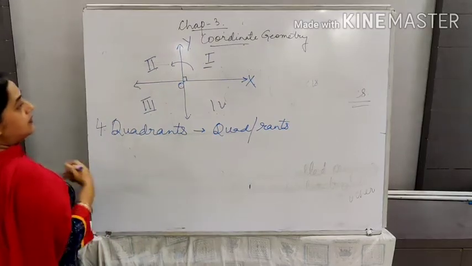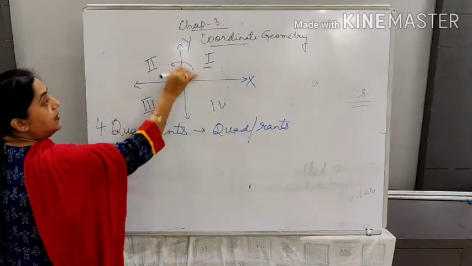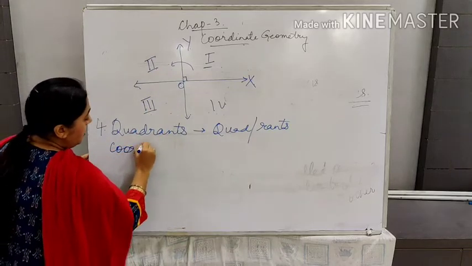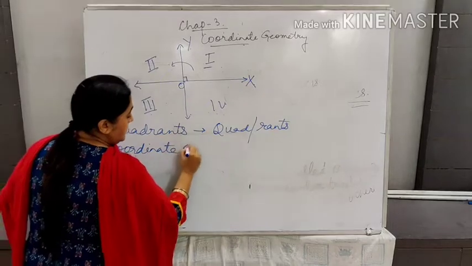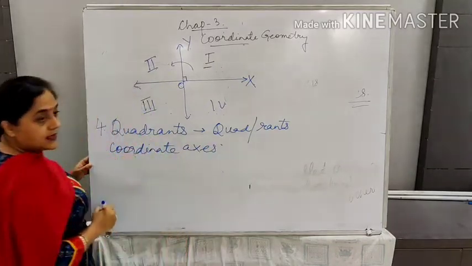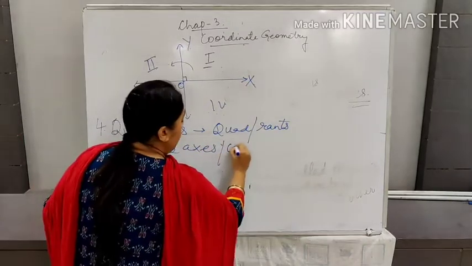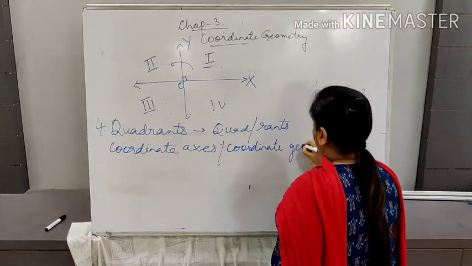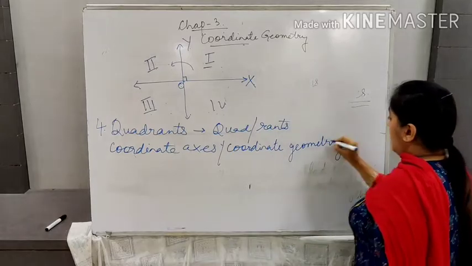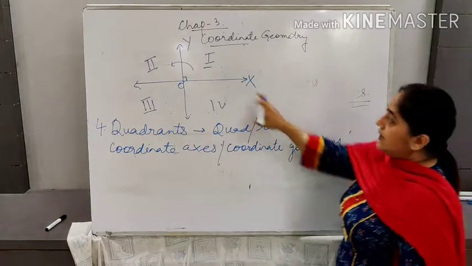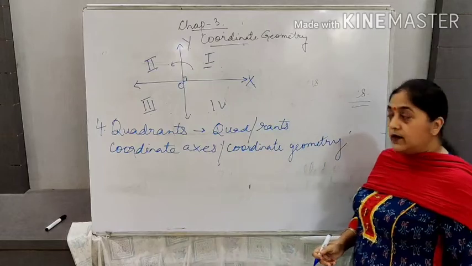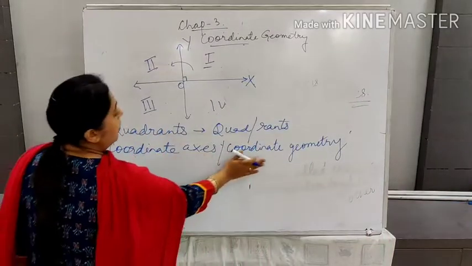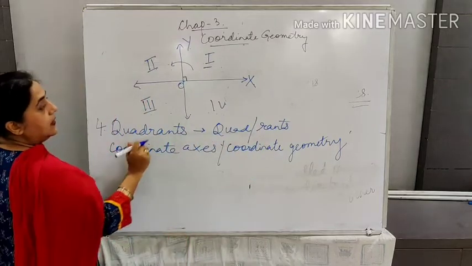Now let us talk about other things. That is why this is called the coordinate axes, because we are talking about two axes. Coordinate geometry, because we are concerned with two mutually perpendicular axes, so we speak of these as coordinate axes or coordinate geometry, right?